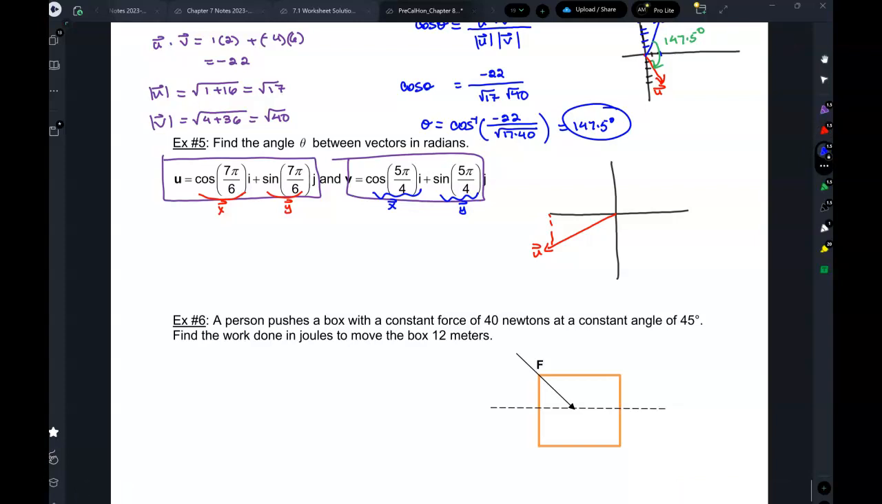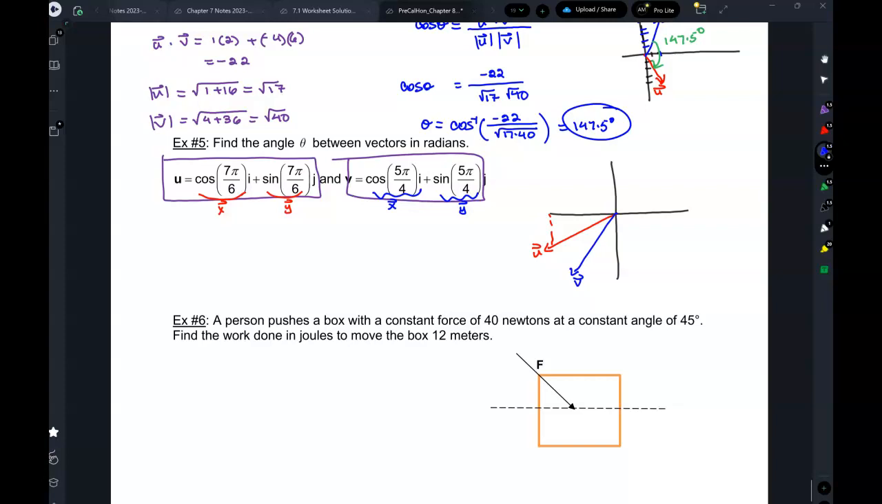5 pi over 4. So where is 5 pi over 4? 1 pi over 4, 3 pi over 4, 5 pi over 4. It's down here, 5 pi over 4. So that's V, 5 pi over 4. And so now, what do I need to do here? I need to find the angles in between, right?